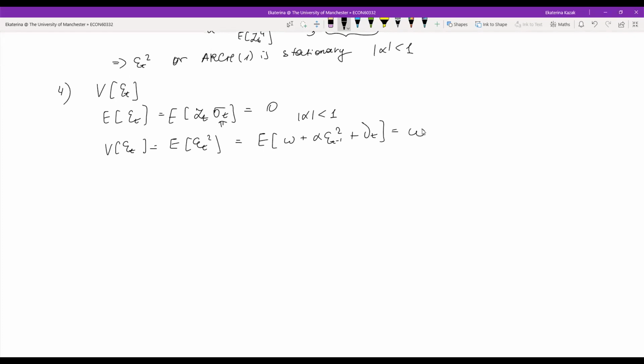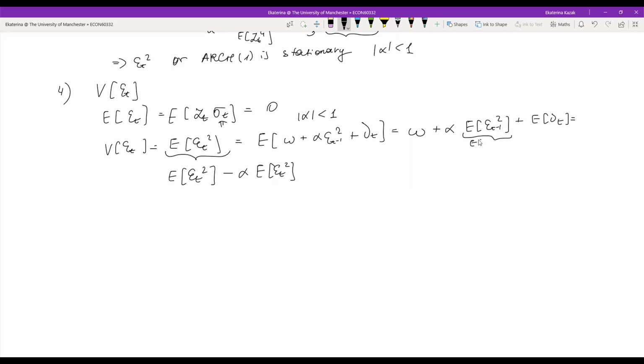So we have omega plus alpha expected value of epsilon t minus 1 squared plus the expected value of our error term, which we've just shown to be 0. The stationarity assumption implies that the unconditional mean of the epsilon does not depend on t and always equals the same quantity. And this allows you to rewrite this equation and combine the two terms.